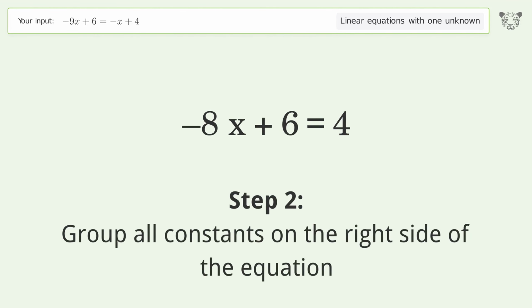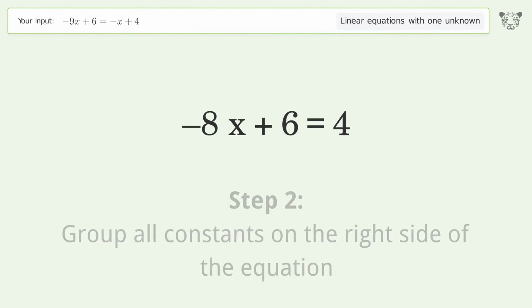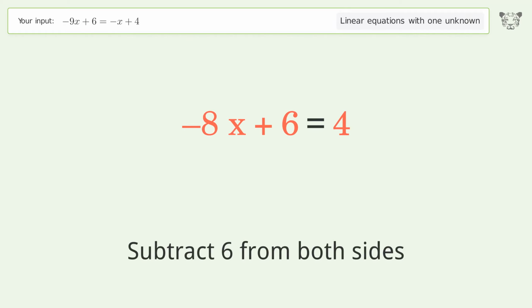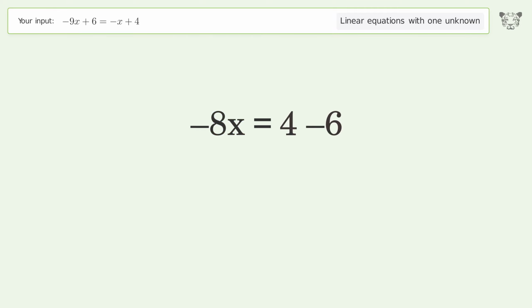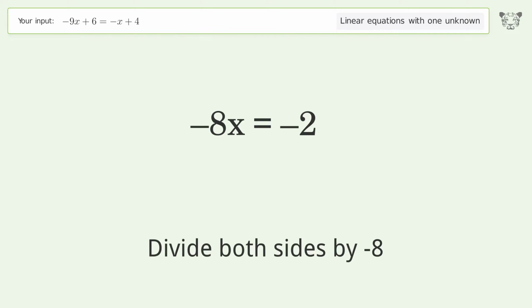Group all constants on the right side of the equation. Subtract 6 from both sides. Simplify the arithmetic. Isolate the x. Divide both sides by -8.